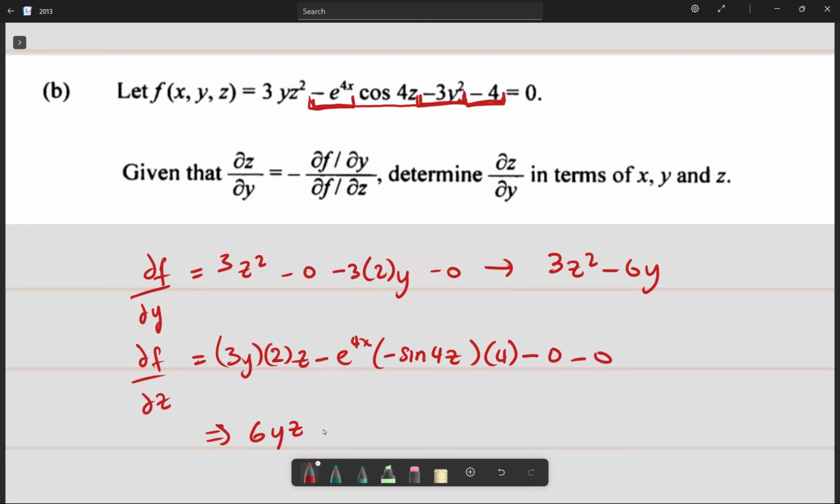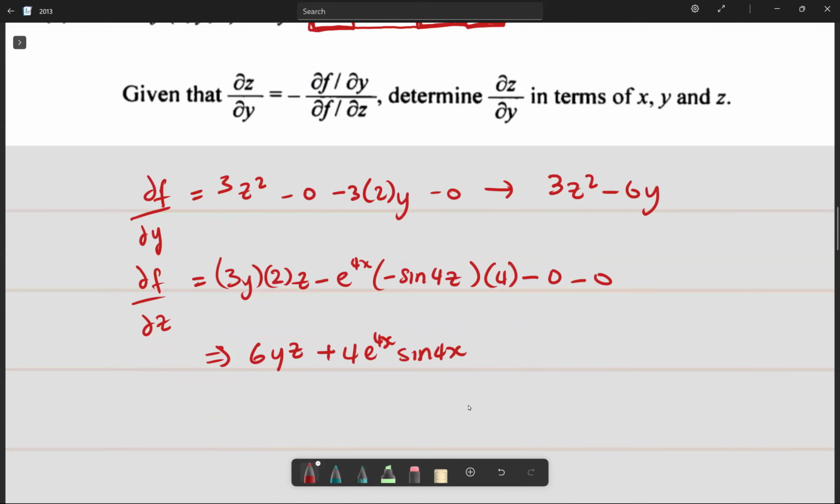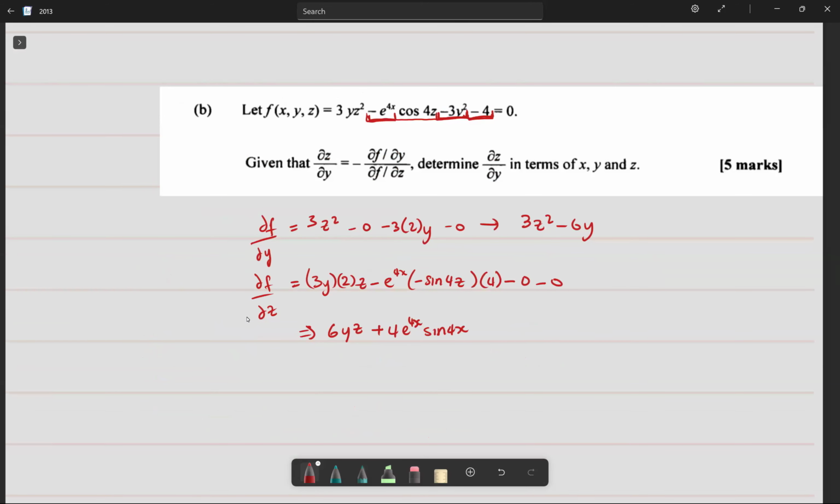6yz plus 4e to the 4x sine 4x. Okay, that looks correctish. That looks correctish enough.